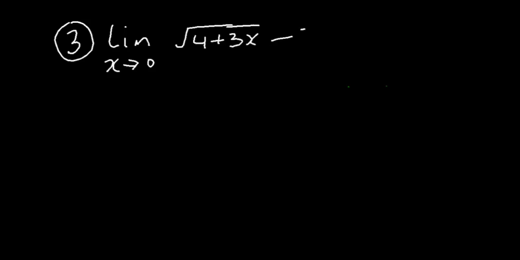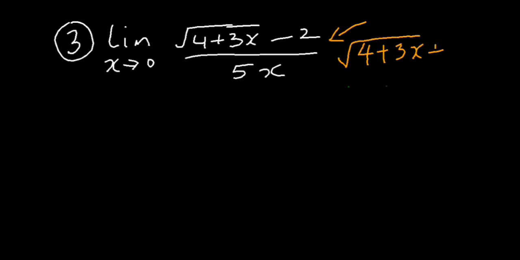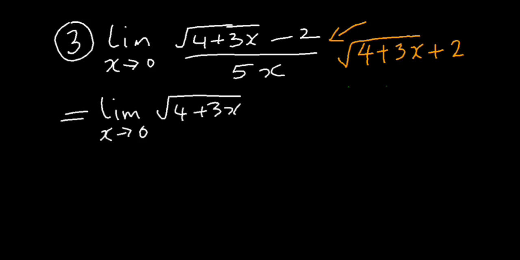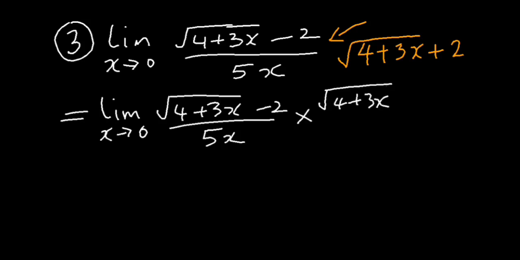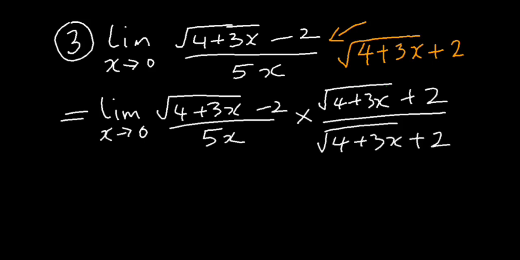Next example, when we have the limit when x tends to 0 of square root of 4 plus 3x minus 2 over 5x. For this, the numerator is a radical, so the conjugate will be this, and then let's multiply it. So we have the limit when x tends to 0, square root of 4 plus 3x minus 2 over 5x times the conjugate square root of 4 plus 3x plus 2 over square root of 4 plus 3x plus 2. Now let's multiply them together.